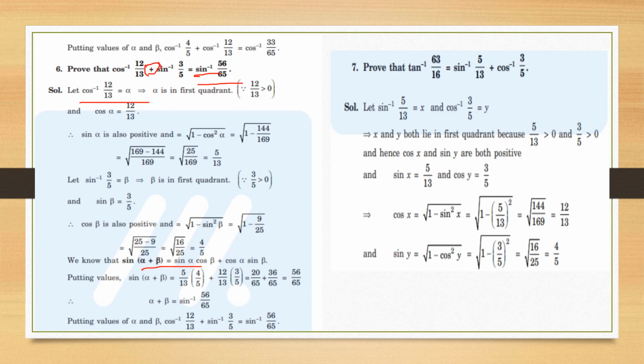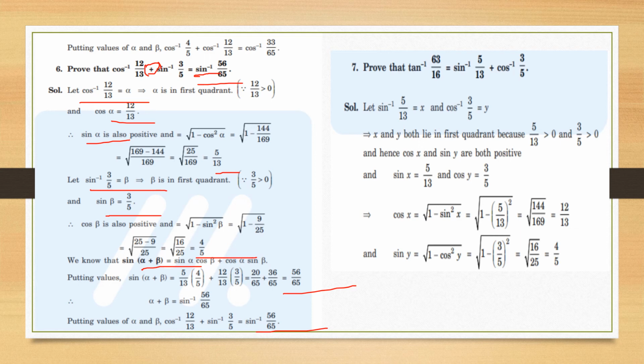Cos inverse 12/13 is alpha, so cos alpha is 12/13. Calculate sin alpha; it is 5/13. Similarly, sin inverse 3/5 is beta, so sin beta is 3/5 and cos beta is 4/5. Put back all the values calculated, and I get 56/65. So alpha plus beta is sin inverse 56/65. Now put back the values of alpha and beta: cos inverse 12/13 plus sin inverse 3/5 equals sin inverse 56/65.